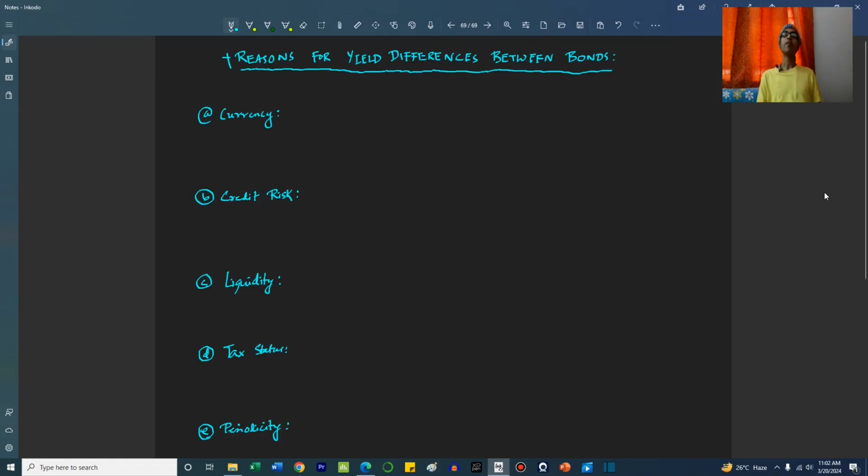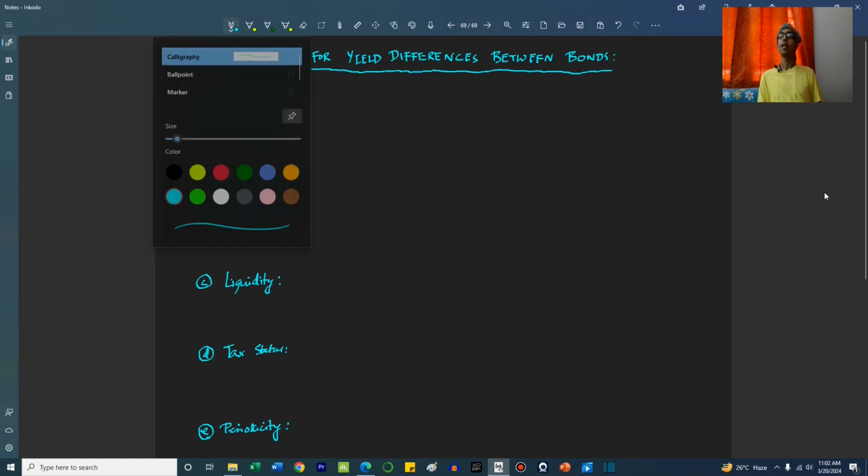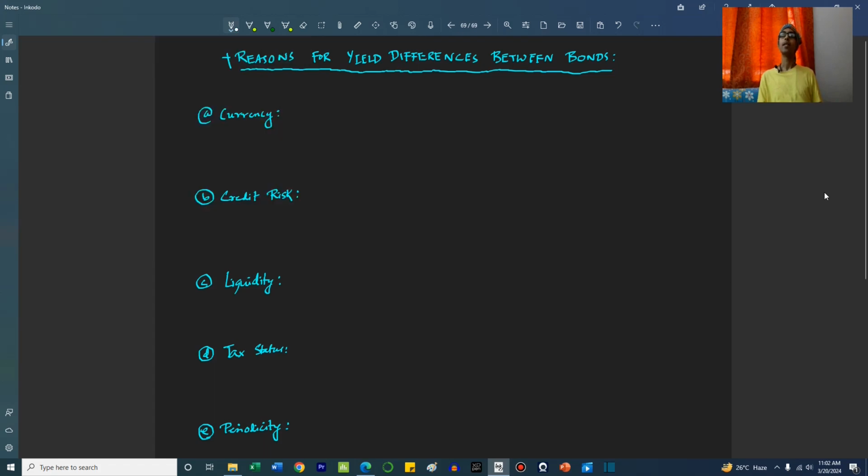Reasons for yield differences between bonds. Now, other things remaining identical, any of the factors mentioned on this page can lead to differences in yields. For example, currency. Let's say there are two bonds, one with a currency as rupees, another with a currency as INR. Just the difference in currency can result in differences in the yields of the bond because of exchange rate differences, because of expected inflation rate differences.